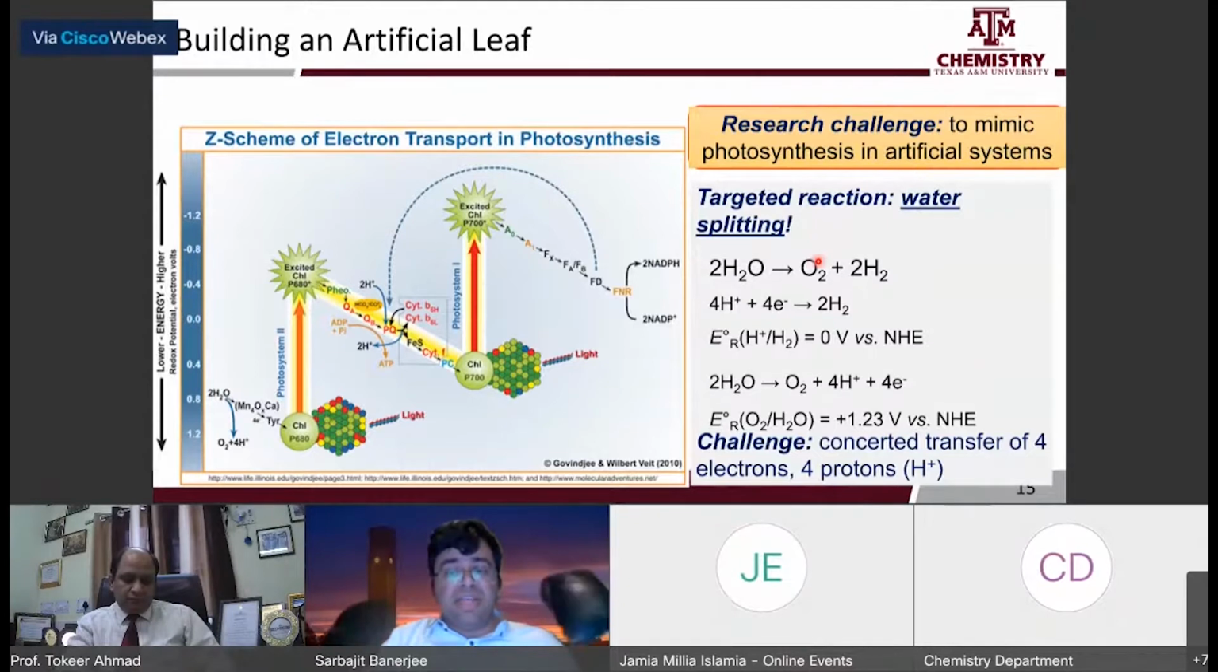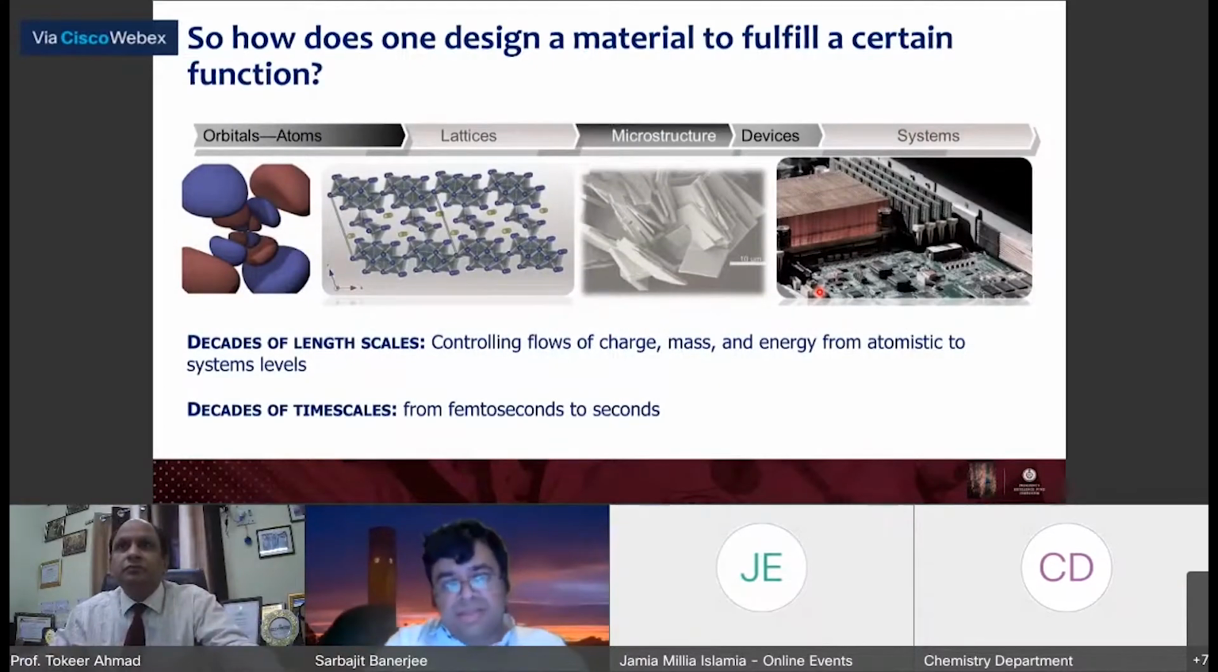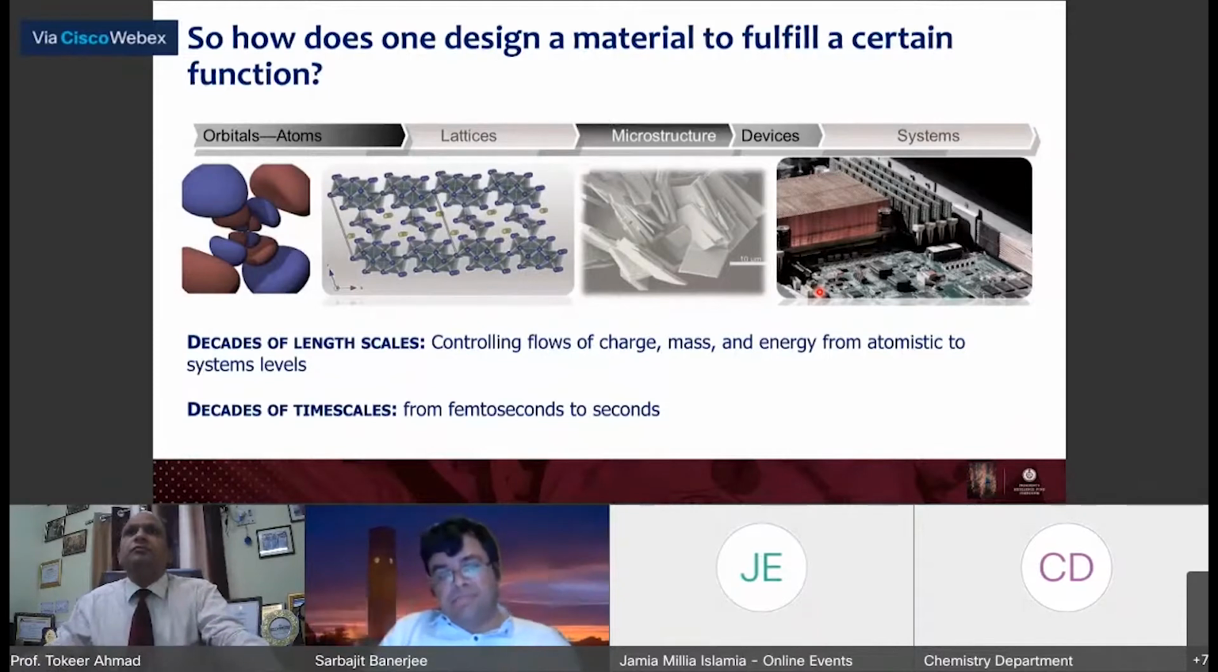The challenge is that it's a multi-electron reaction. We need to basically move 4 electrons and 4 protons, right? And if you think about it, this is not trivial. You've got to get electrons and holes to go in the same place. And this is a theme that I think came across in Dr. Sarma's talk as well. Much of modern material science has to do with understanding how to control not just static materials, but dynamic materials, right? Materials that will flow charge, mass, and energy across multiple decades of length scales, okay? All the way from atoms to systems.